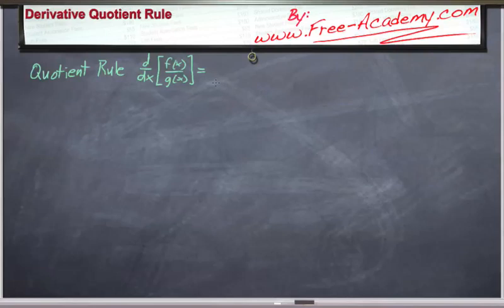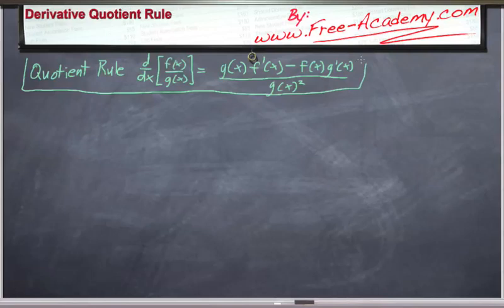The quotient rule is incredibly powerful because it allows us to find the derivative when we have one function divided by another function. The quotient rule states the derivative of f of x divided by g of x is equal to g of x times f prime of x minus f of x times g prime of x, all divided by g of x squared. Now that's g of x, all of g of x squared, not g of x squared.